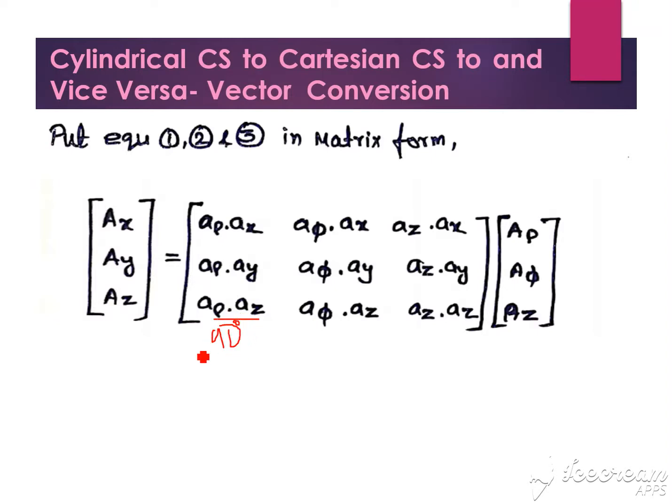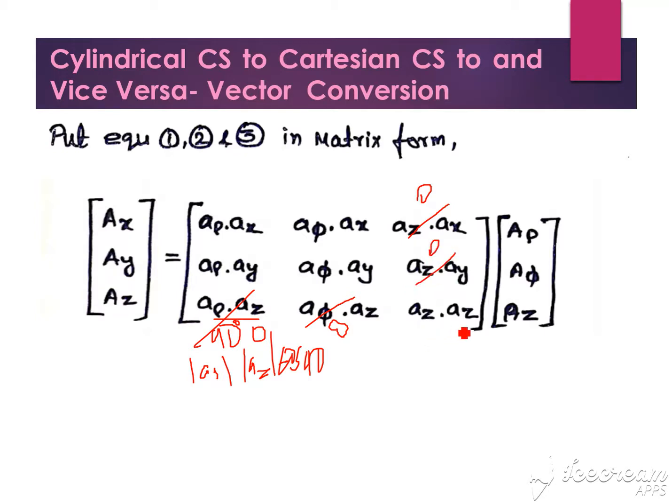So we can write this value as mod of a_rho into mod of a_z into cos 90. What is the value? Cos 90 value is 0. So this value is 0. Similarly, for this term also, phi and z are mutually perpendicular, so we get the answer as 0. Here z and x in Cartesian are mutually perpendicular, so the value is 0. Z and y, these two in Cartesian are mutually perpendicular, so the value is 0.